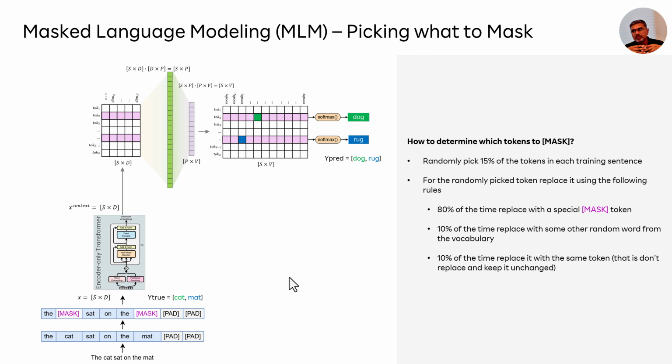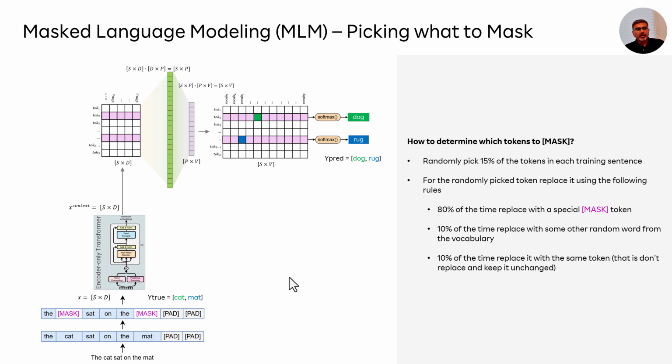10% of the time you replace it with some random word from the vocabulary, and again 10% of the time you replace it with the same word. The reason for that is you do not want the large language model to actually start learning mask also. That is why you sometimes also give it the correct word. Okay. Now, one other question that comes up here is, why only 15?